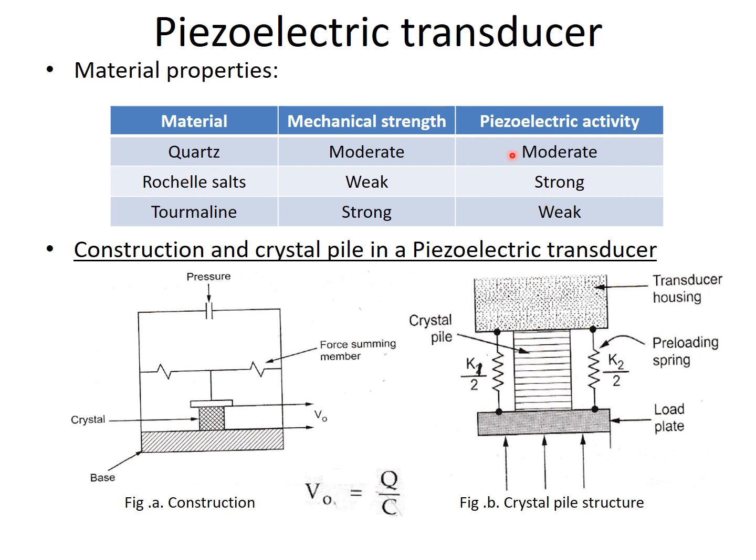Among these three, the moderate properties belong to quartz, so quartz is mostly preferred. Quartz is mainly used for applications like filters and RF oscillators, and sometimes Rochelle salt will also be preferred.